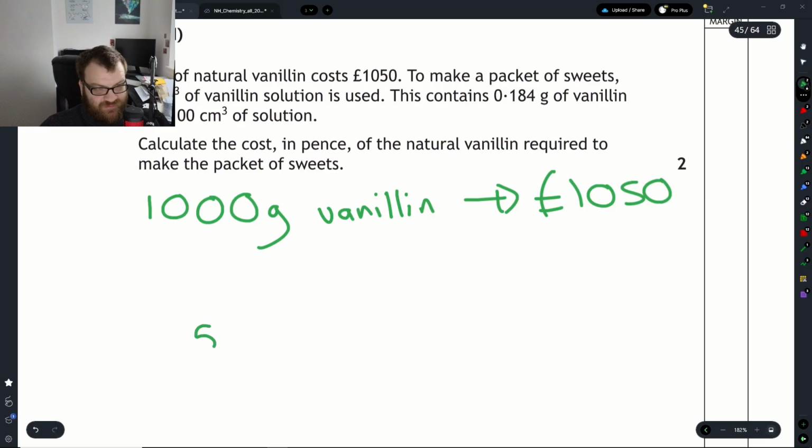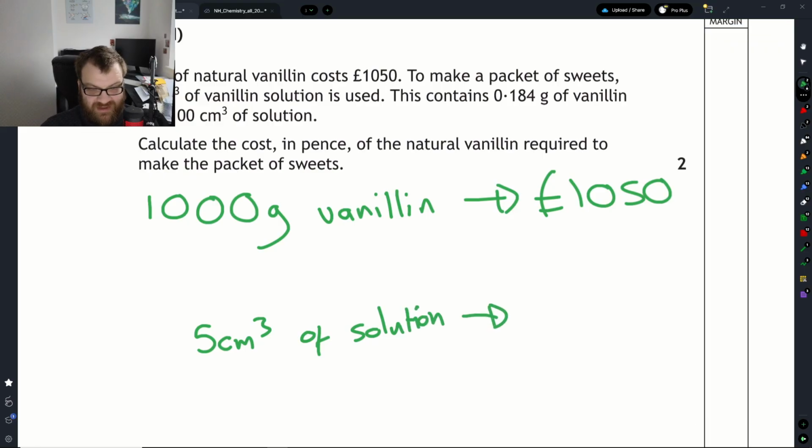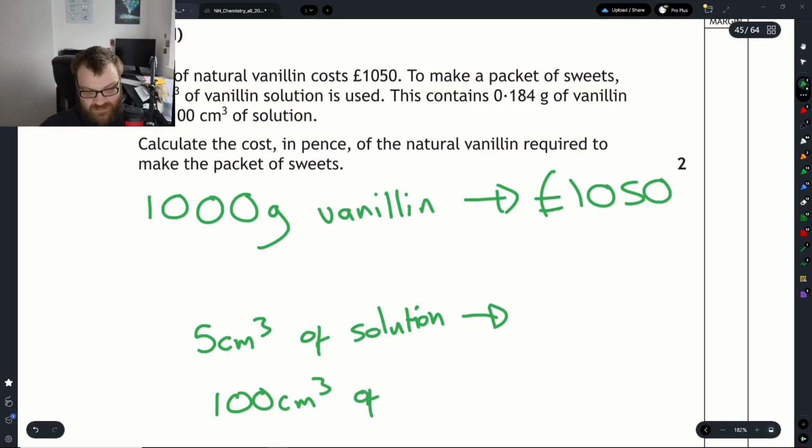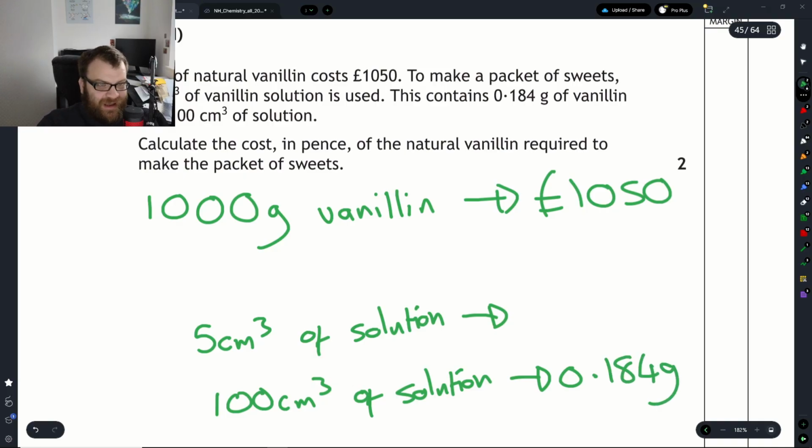We're also told that we've got 5 centimeters cubed of solution used, so I think we'll figure out how many grams that is. That solution contains 100 centimeters cubed of solution. That is 0.0 grams. Now, what I'm looking for is connections between the values.